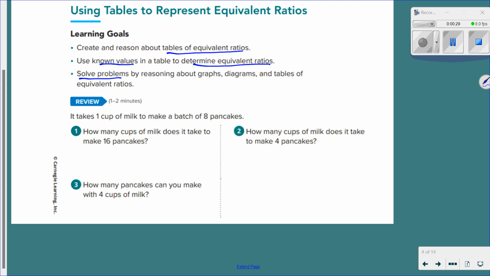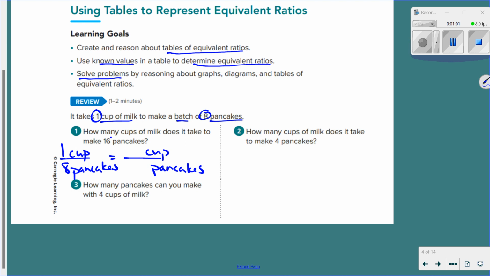Our first question is a review from last lesson. So you have a cup of milk to make a batch of 8 pancakes. You have several different ways you can set this up. One of the first ones would be the fractions like we did on the last part of last night's homework. So I just start 1 cup of milk over 8 pancakes. So we're writing this. Everyone should be equals, and then I just put cup and pancakes.